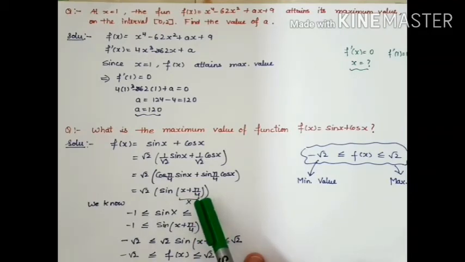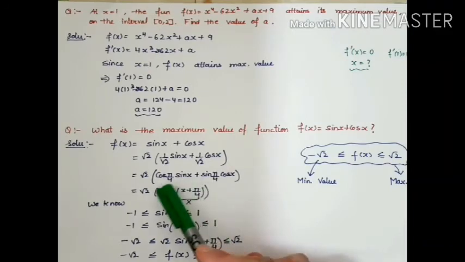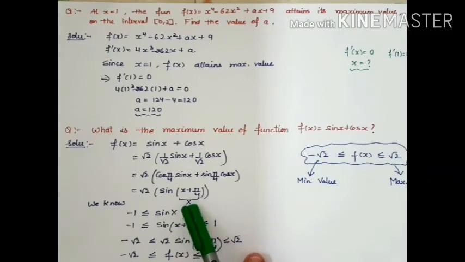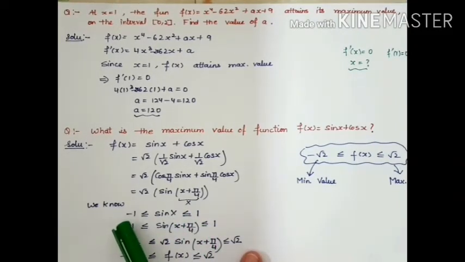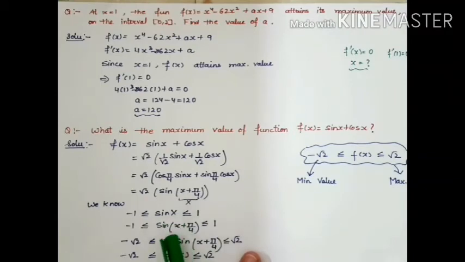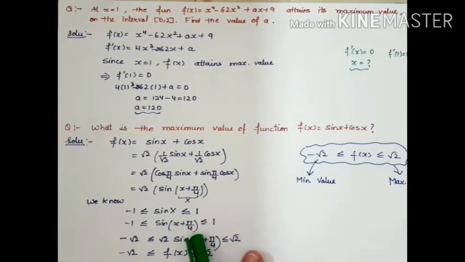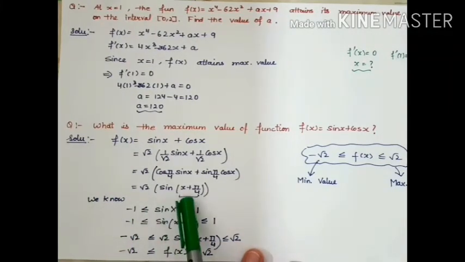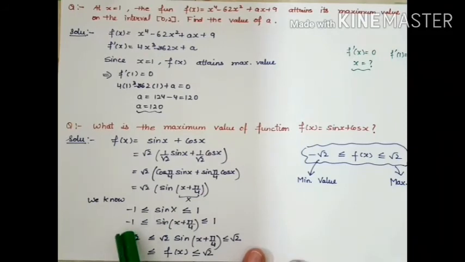Right? Now let us try to see what could be the possible range for this function. We already know that sin x lies between minus 1 and 1. It can take values starting from minus 1 to 1. Now what does my capital X denote here? X plus pi by 4. So I will replace capital X with x plus pi by 4. Now what is my function? Function is root 2 into sine of x plus pi by 4. So I will simply multiply this whole inequality with root 2.